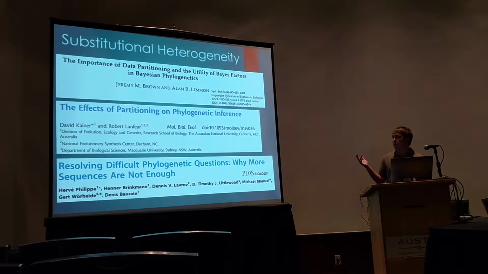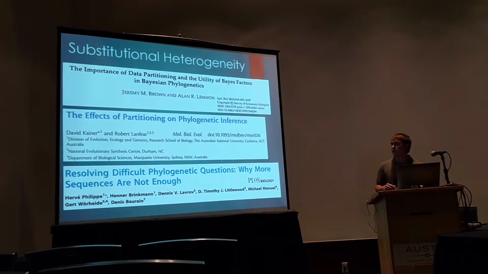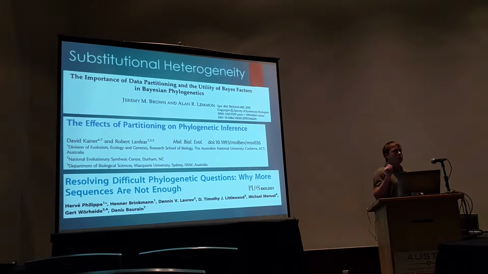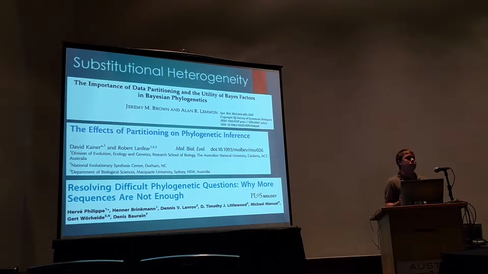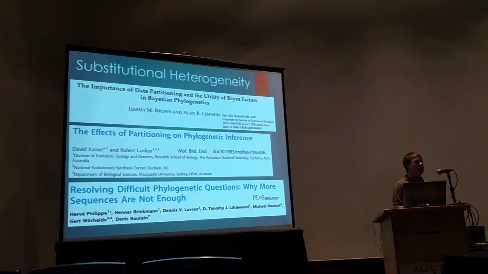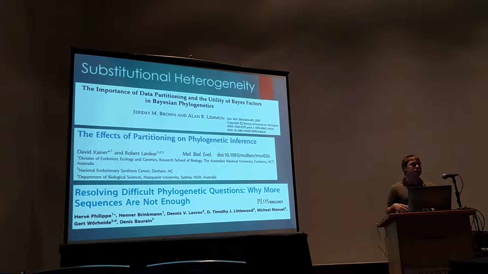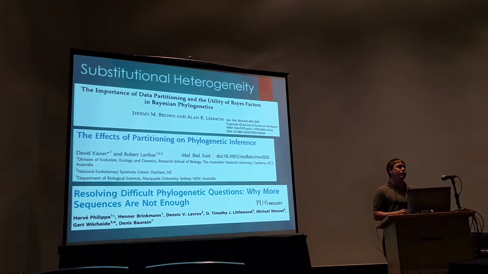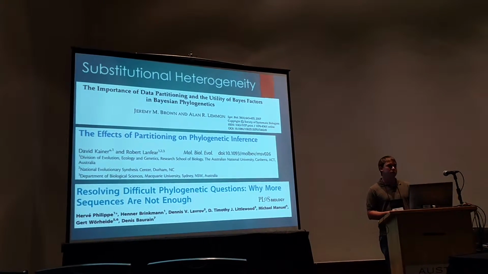So substitutional heterogeneity has been known to be a problem for some time now. We have two papers up here, by Brown and Lemmon 2007 and Kainer and Lanfear from 2014, I believe, or 2015, that argue that we should be partitioning our data sets and accounting for substitutional heterogeneity in some way, shape, or form. Whereas Philippe et al. 2011 and some other papers really argued that site heterogeneous substitution models should be used for phylogenomic inference.